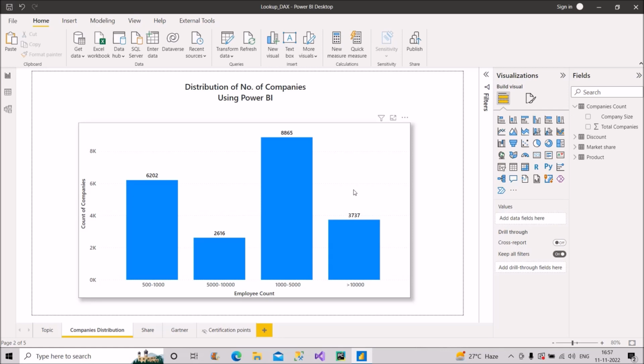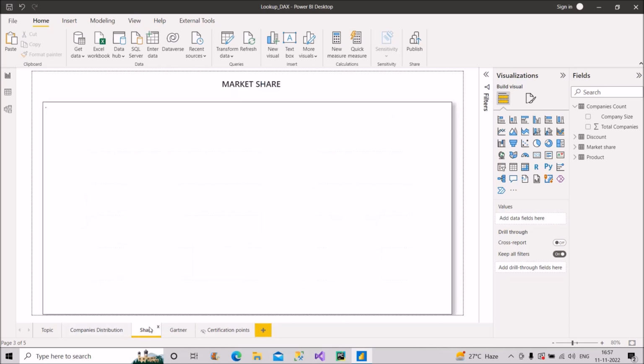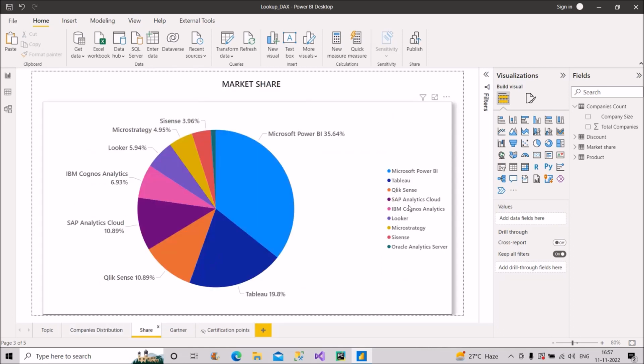Now let me take you to another graph, which will also help in proving my point. So that chart is this. You can see here, this is the market share chart. As you can see here, I have different business intelligence tools. First one is Microsoft Power BI. Then I have Tableau, then Qlik Sense, then SAP Analytics Cloud, IBM Cognos Analytics, Looker, MicroStrategy, Sisense, Oracle Analytics Server. So you can clearly see here, the market share of Microsoft Power BI is around 36%. 36% is the overall market share of Power BI, and this percentage will be increasing more in the coming time.